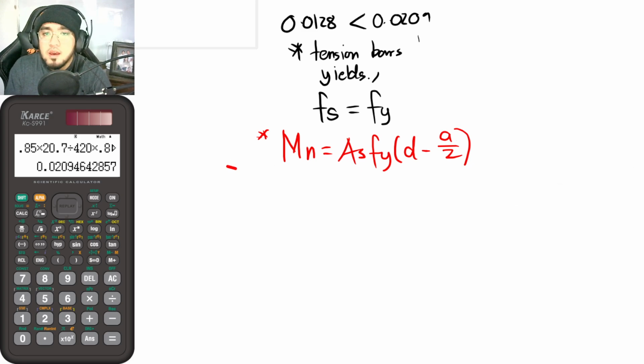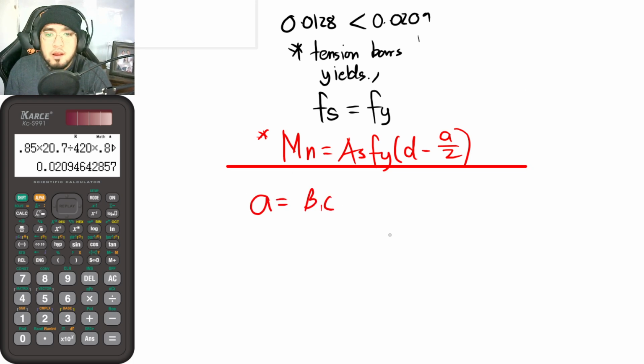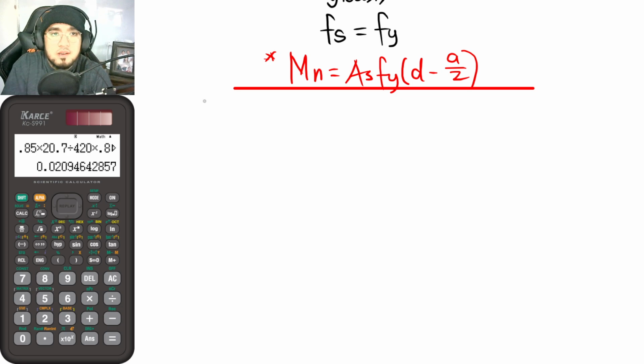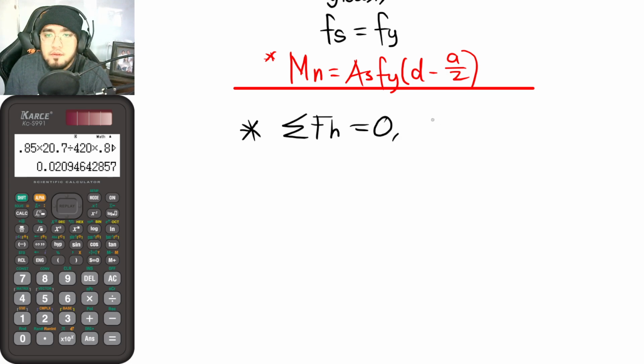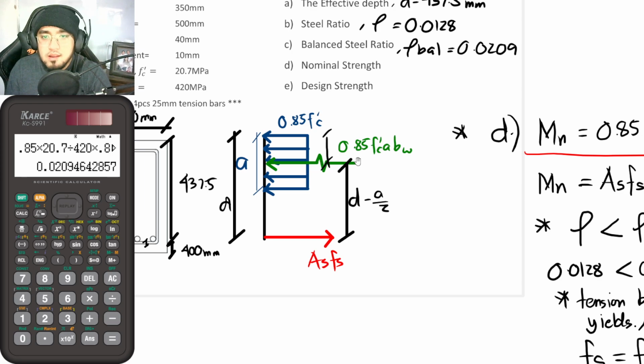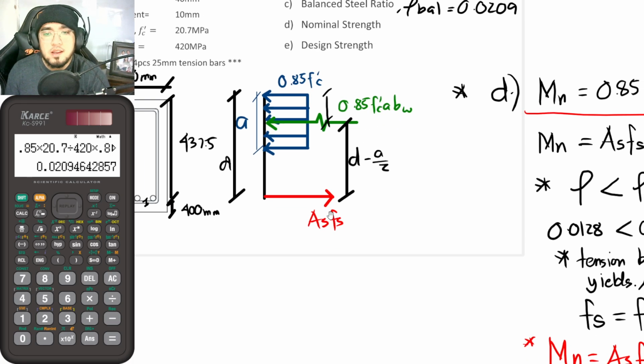So if you are thinking if we can make use of a is equal to beta 1 c, the issue here is that we do not even know the value of c. So it would be better if we solve for a first using the summation of horizontal forces equal to 0, and from that, compression is equal to tension. So looking at this diagram, for the compression side, that is 0.85 f'c a bw. And for the tension side, that is As Fs.